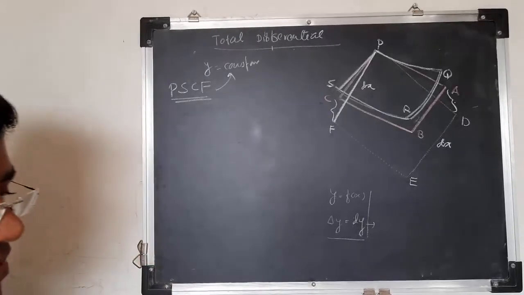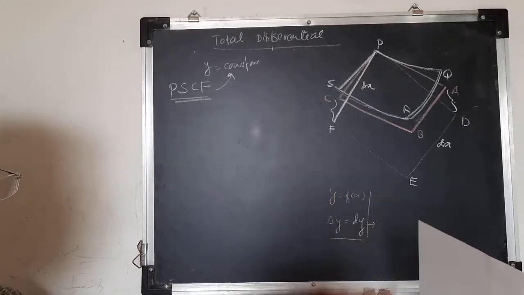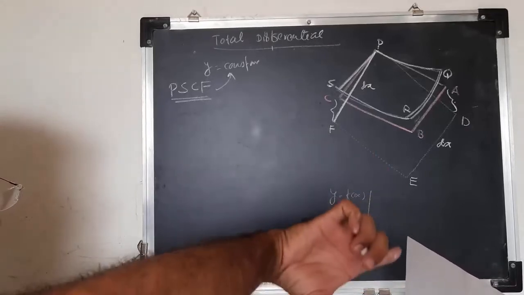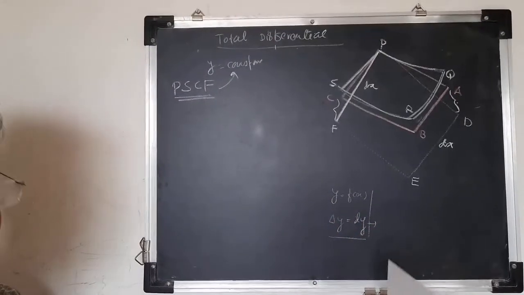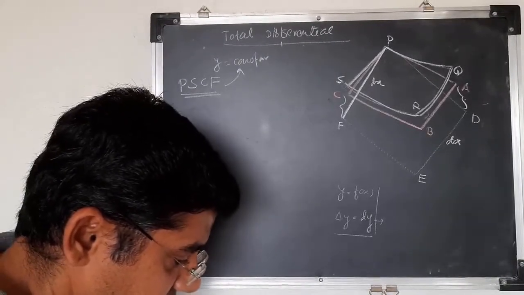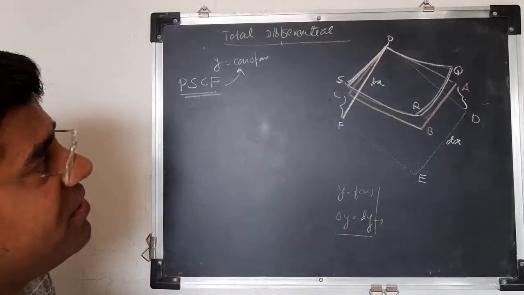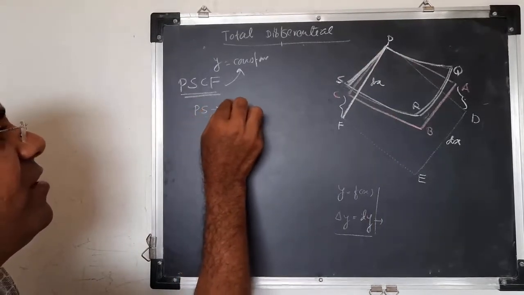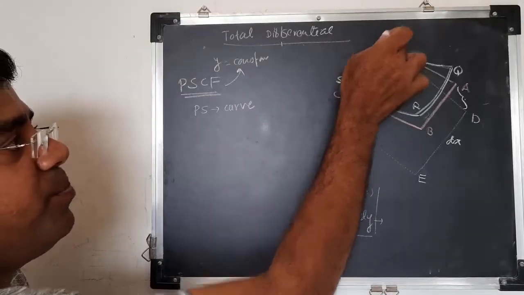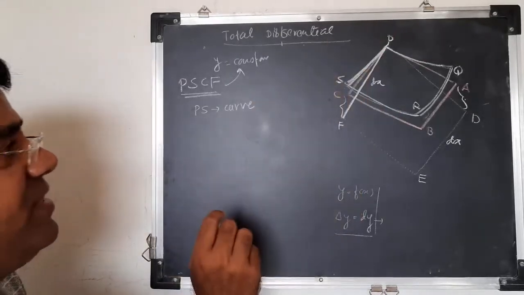So this is your graph, and you take a tangent just like this one. Suppose y is constant over here, so only the x is changing with respect to that function. So we can find out that particular case over here. PS is my curve, because y is constant, and you have given PS as the tangent to that particular surface.